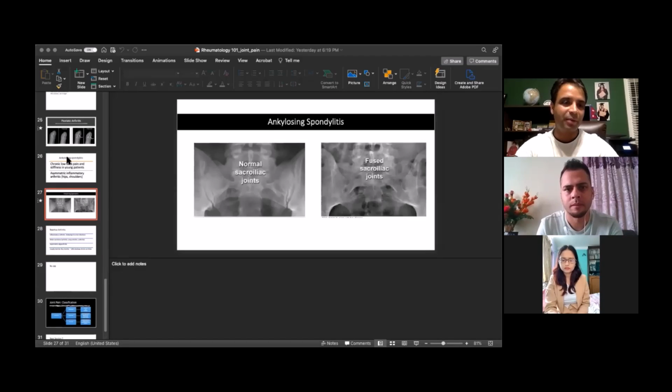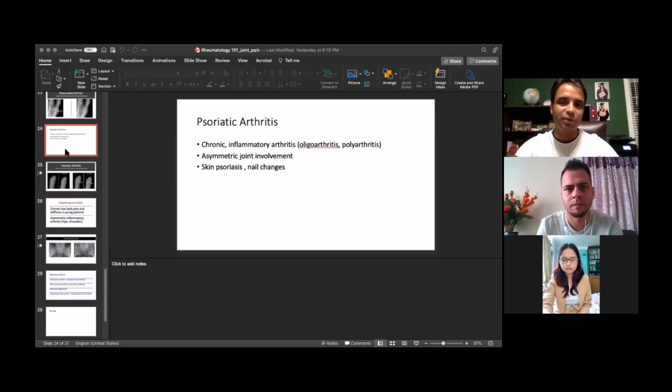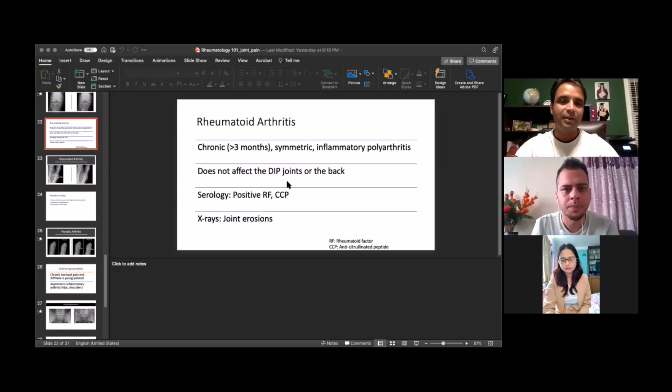Let me just recap rheumatoid arthritis. You have serology positive, either RF or CCP, but CCP is more specific than rheumatoid factor.